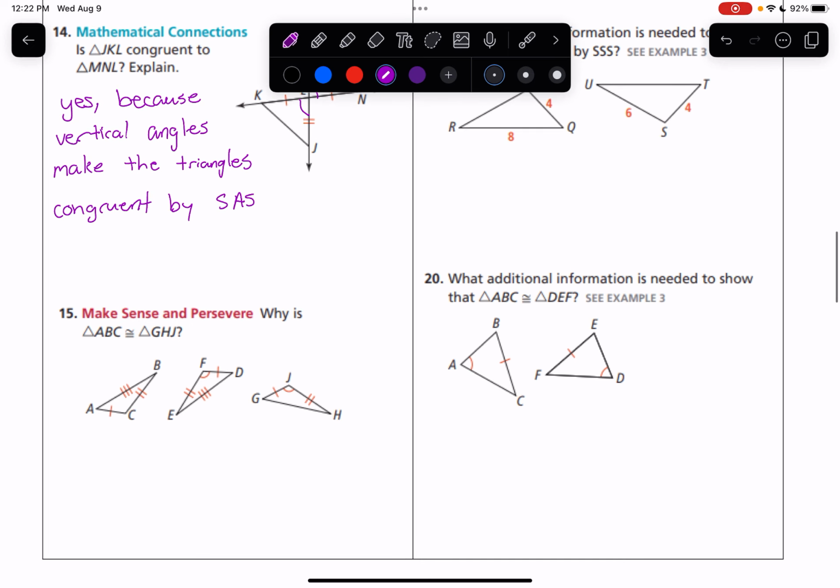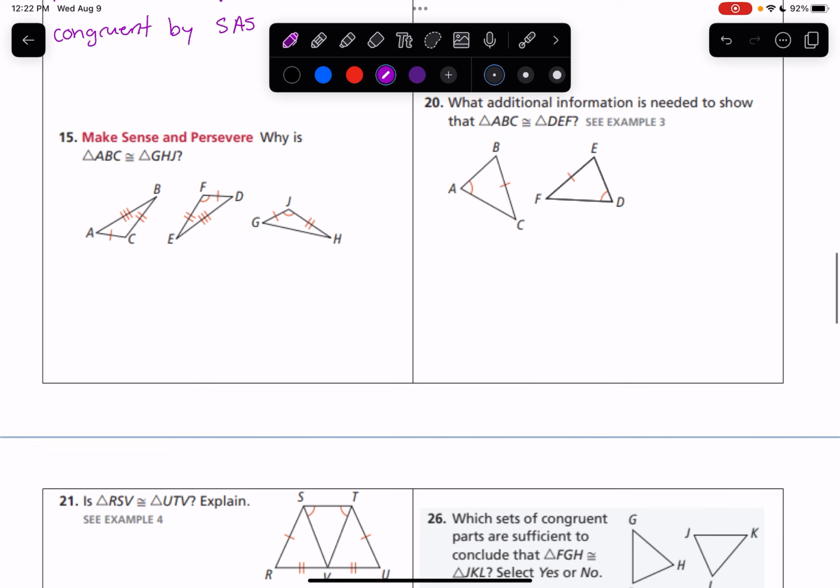Number 15. Why is triangle ABC congruent to triangle GHJ? So this one goes in two steps. We're going to compare both of them to triangle DEF. And I can see that triangle ABC is congruent to triangle DEF by side, side, side. So that's our first part.